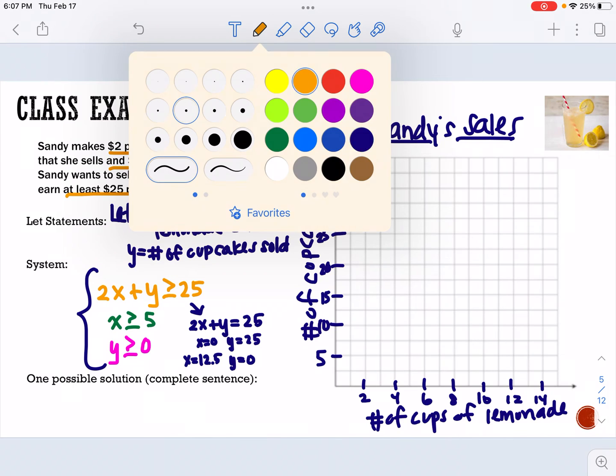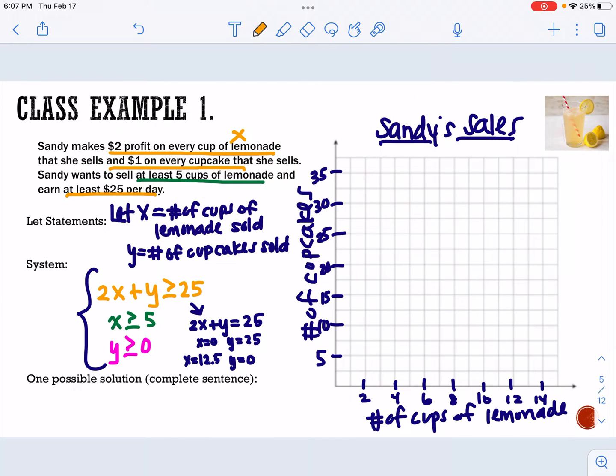So I'm going to kind of match the color to each inequality. So to first graph 2x plus y is greater than or equal to 25, I'm going to look at my y-intercept and my x-intercept. The first thing I'm going to do is plot my y-intercept, which is (0, 25). I'm going to look at (12.5, 0) as my x-intercept. And I'm going to create a solid line because we see that it's greater than or equal to. So as you're doing this on your paper, I'm going to do it on my smartboard, making sure that you're using a ruler. And we understand that this boundary line should be solid.